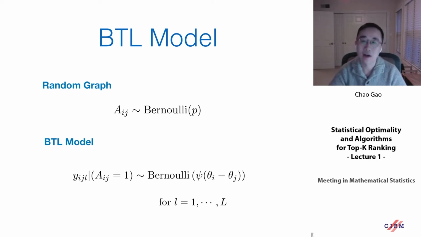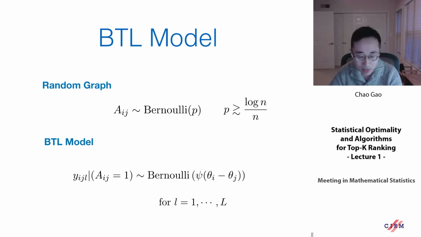So as long as there is an edge between two players, we will have capital L games played between them. Our hope is to study a random graph that is as sparse as possible. However, we cannot let the probability p be arbitrarily small. We need to assume that the probability p is at least of order log n over n throughout the talk. For those of you who are familiar with random graph theory, this is actually the necessary and sufficient condition for a random graph to be connected, so it only has a single connected component.